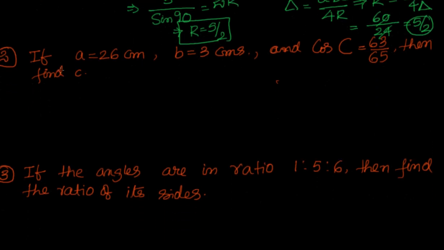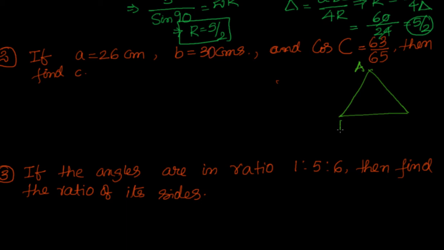If A equals 26, B equals 3 centimeters, there is a terrible mistake there. A equals 26, B equals 30 centimeters, and cos C equals 63 by 65. Find c. Let us first draw the diagram. Always it helps to draw the diagram because you are freeing up your memory. By drawing the diagram, you can put down all your thought process on the paper instead of doing it in your brain. That always helps.